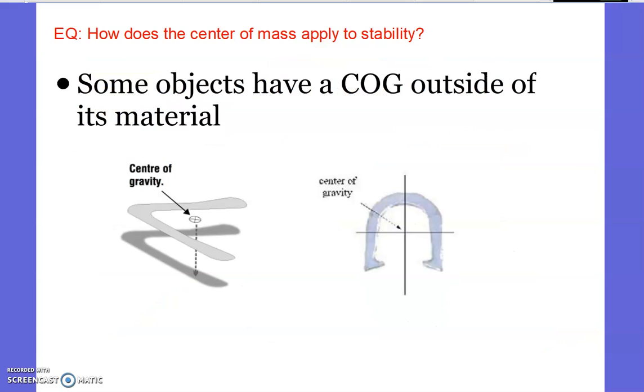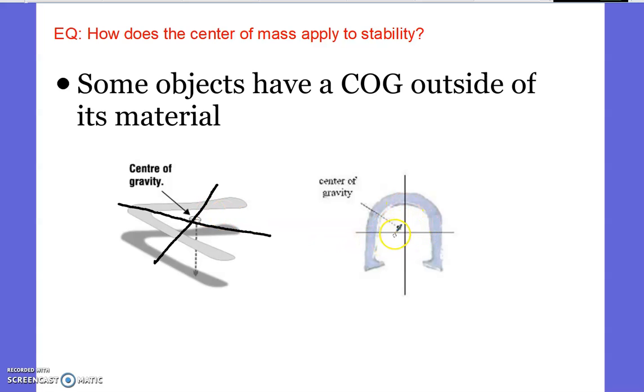Now, some objects can have the center of gravity outside of its actual material. So, for example, a boomerang here, we see that the center of gravity is right here, but there is no material at that spot. But at this location, there's an equal amount of mass on the left and the right. If we divide it this way, there's an equal amount of mass on this side as there is on this side.